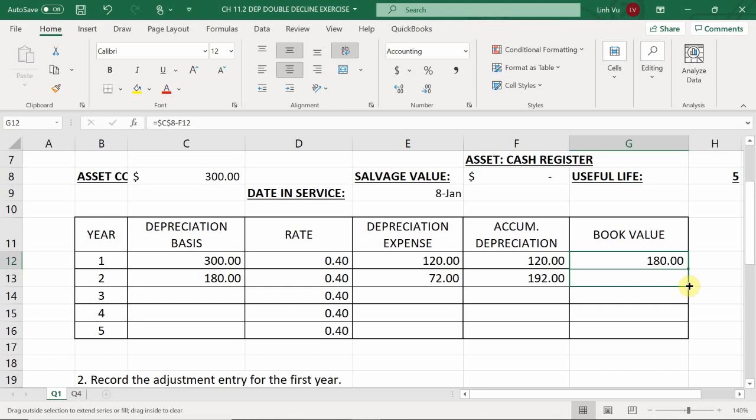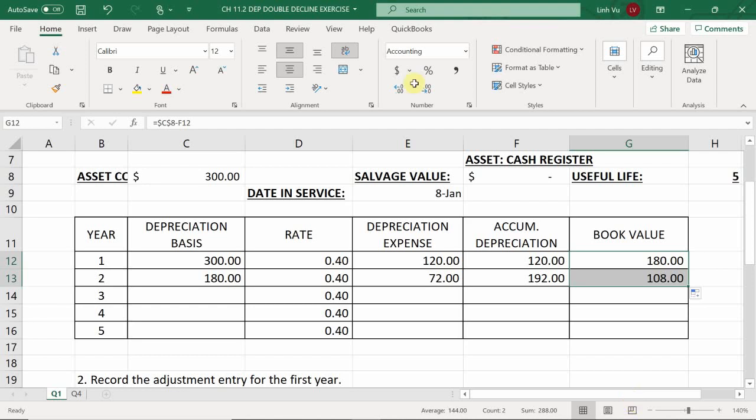Equals 180 minus... Not 180 minus, the 192 minus the 180. No, it's the asset cost. Oh, okay. 300. 108. No, wait. Okay, I see. Remember, it's asset cost, not book value minus the accumulated. That's how you solve for the book value: the asset cost minus accumulated depreciation. Right? So in this case, 108 is going to be our number.